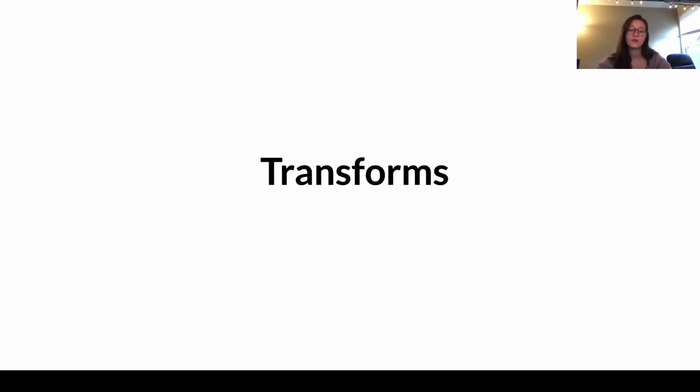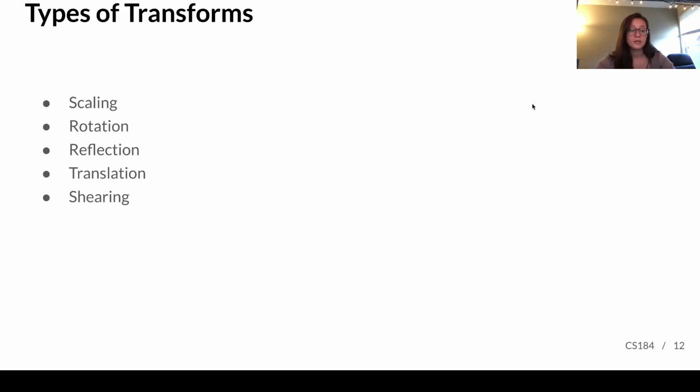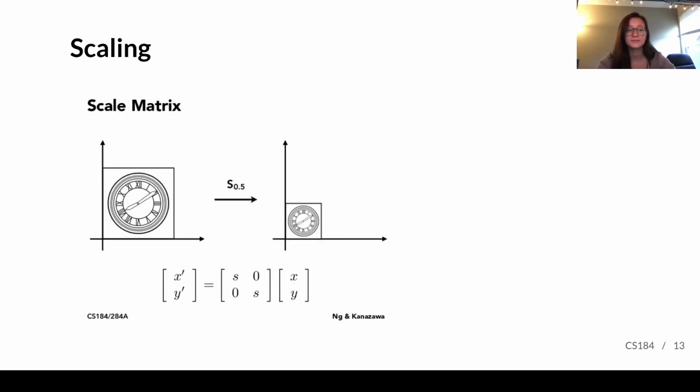Okay, so now we're going to move on to transforms. There are many types of transforms. There's scaling, rotation, reflection, translation, and shearing. And we're going to represent all these types of transforms with matrices, so that when we want to transform an object, we just need to take their xyz coordinates and multiply them with the matrix.